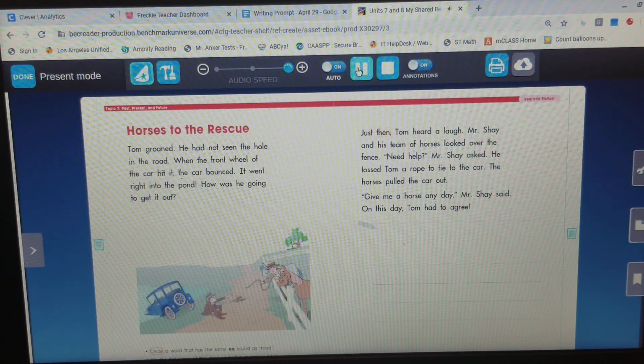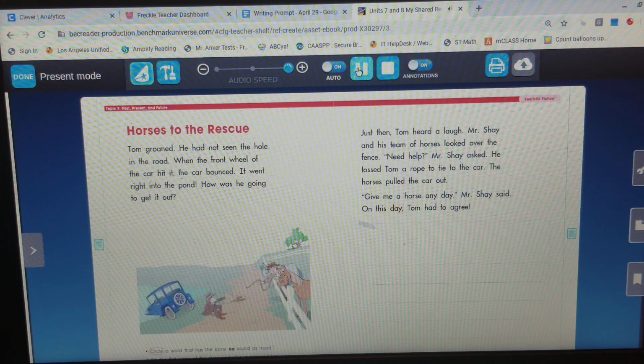Just then, Tom heard a laugh. Mr. Shea and his team of horses looked over the fence. "Need help?" Mr. Shea asked. He tossed Tom a rope to tie to the car. The horses pulled the car out. "Give me a horse any day," Mr. Shea said. On this day, Tom had to agree.